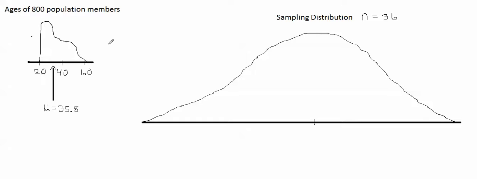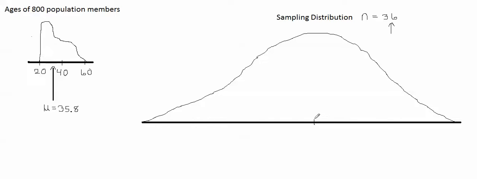But even though the population that I'm sampling from is skewed, I took a sample of 30 or higher. I took a sample of at least 30, which means that even though the population is skewed, the sampling distribution will still be at least roughly normal, like it is here. So the fact that I took a sample of 36 people means that this sampling distribution will be roughly normal, even though I sampled from a skewed population.